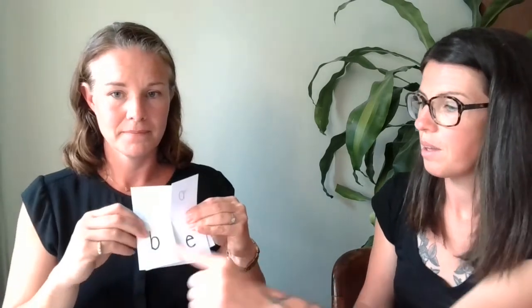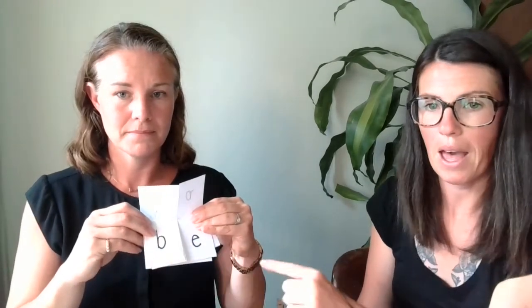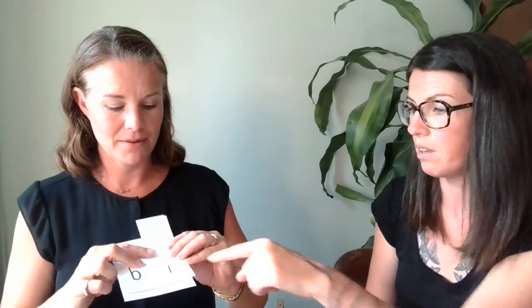E. B, e, be. Well done. Can you think of a word that has the syllable be? Bed. Excellent. And the next one. B, i, bi. Bit. Well done. B, a, ba. And then our last vowel sound. Can you please read this syllable for me? B, a, ba. Excellent. So that is a great example of a flip book.